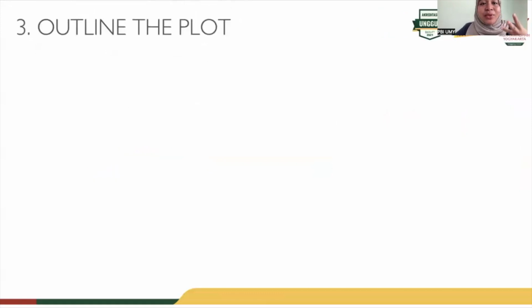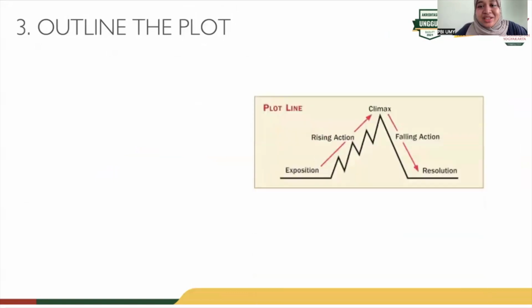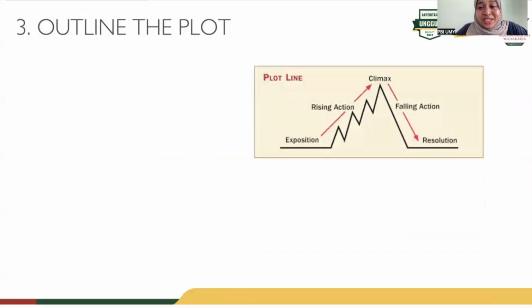And number 3 is outline the plot. Yes, plot is a significant element in the story, and it's kind of a map that we need to look at when we go around the story. Do you remember this one? It's a plot line. And from this plot line, we can understand that there are 5 elements of plot. There are 5 parts of plot in story. The first one is exposition or introduction, rising action, climax, falling action, and resolution.